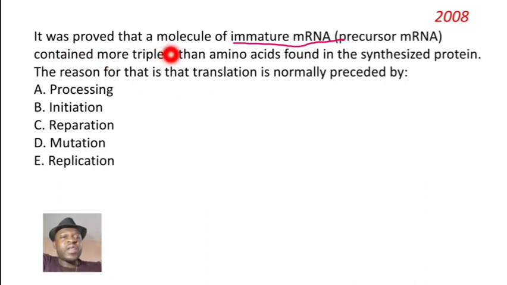It was proved that a molecule of immature messenger RNA or precursor mRNA contained more triplets than amino acids found in the synthesized proteins. The reason for that is that translation is normally preceded by what? By processing. Not initiation, not reparation, mutation.